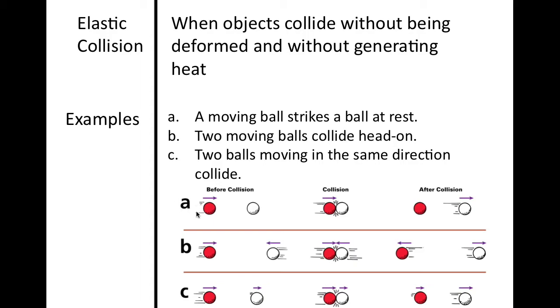With example A, we have a ball that is moving, strikes another ball at rest, and then the second ball begins to move. In example B, we have two balls that are moving towards each other, strike each other, and then go in the opposite direction from which they were originally traveling. In example C, we have two balls traveling in the same direction. However, one of the balls is obviously traveling faster, collides into the second ball, and they are both still moving, but of course their momentums will be different because of the collision.